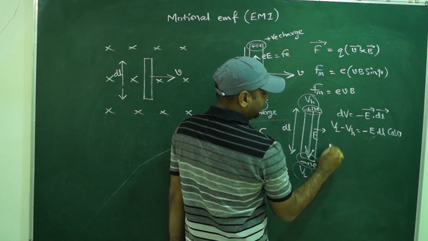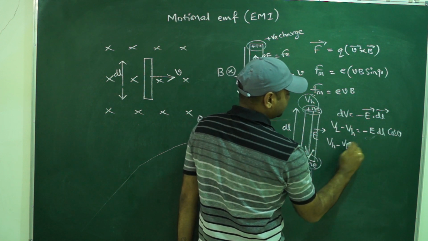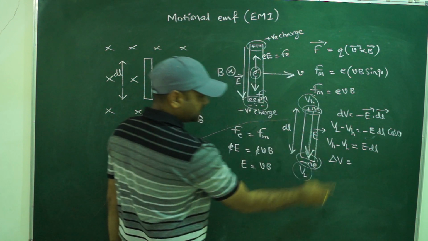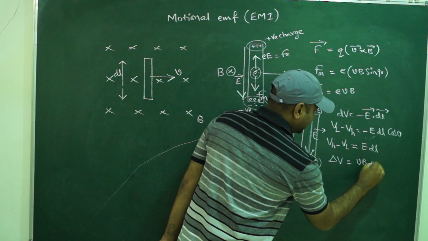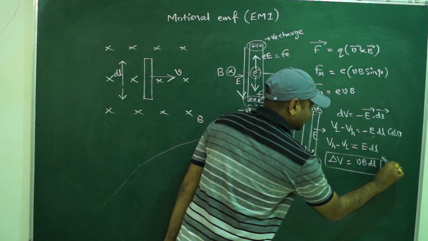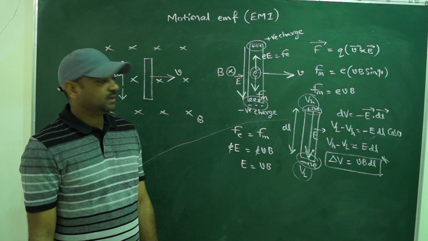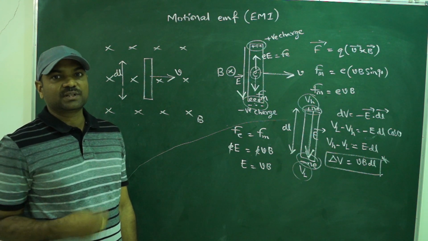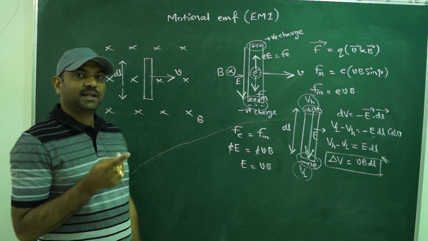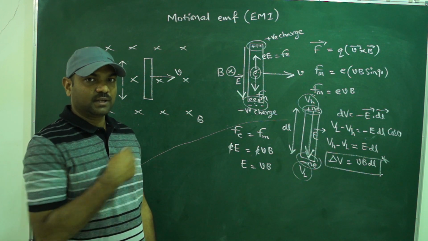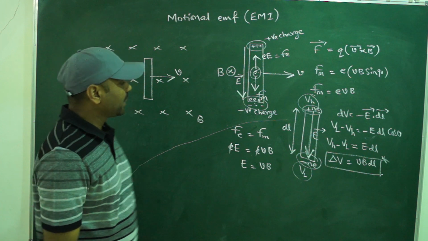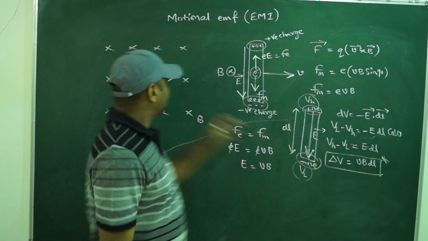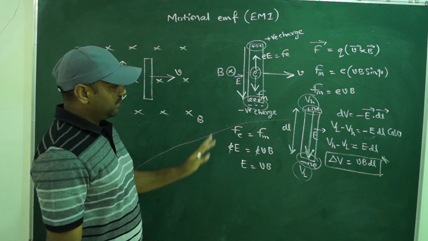So if I multiply by the minus, then VH minus VL is equal to E into dl, so the potential difference across the ends, in magnitude, is equal to VB into dl. So this is the potential difference created, or EMF created, across the rod. In this case I can use the terms potential difference and EMF, but there is a difference between EMF and potential difference that we will see in later videos. Like this we can identify the potential difference or EMF created across the rod when it is moving in the magnetic field. But this is a particular case.